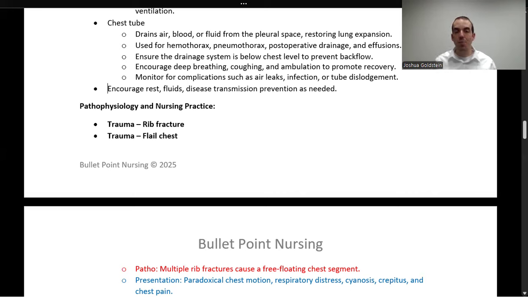Now let's go through all the different diseases, and for each one of these, we're going to go through multiple aspects of it. We're going to start with a rib fracture. For this one, I don't really have much. A rib fracture, you know what that is. It's a broken bone. Which bone? One of the ribs. That's what a rib fracture is.